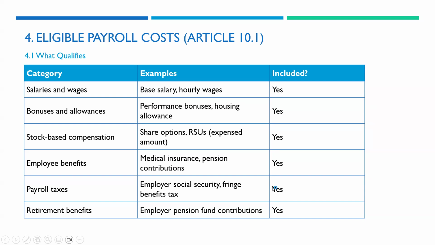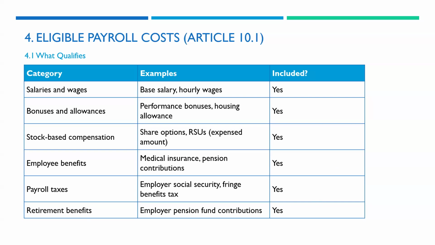So basically, in India, you have to pay to a fund, just like a retirement fund which the government is creating, where 12% of the salary is the contribution, which will happen every month, out of which 6% shall be contributed by the employer and 6% shall be deducted from the salary of the employee before it is given to him. So all the employer contribution which is a part of your CTC is also included. Retirement benefits like employer pension fund contributions are also included. If they have a private fund and not a government fund, then also it is included. So these are the eligible payroll costs.